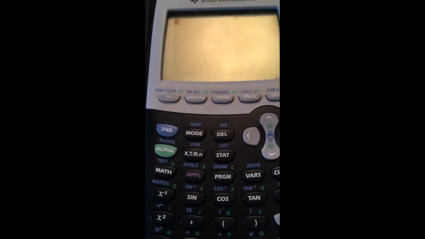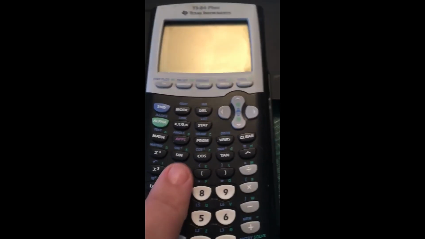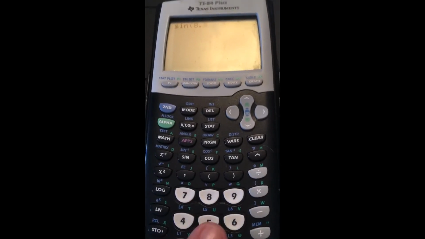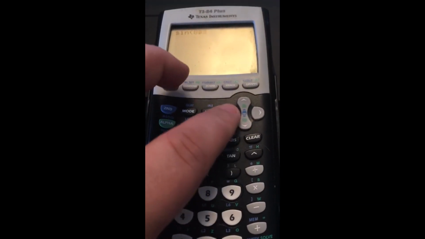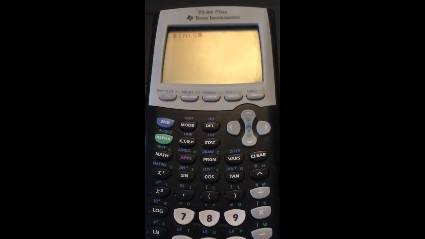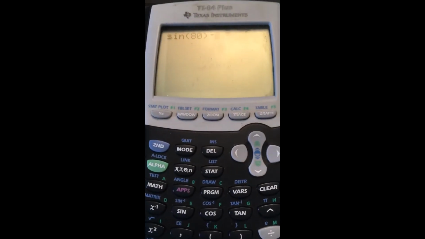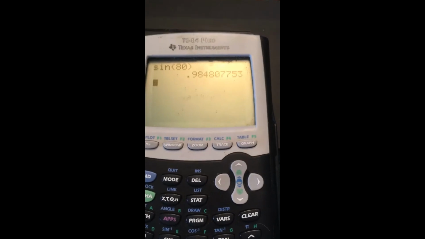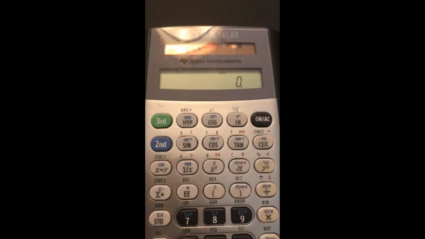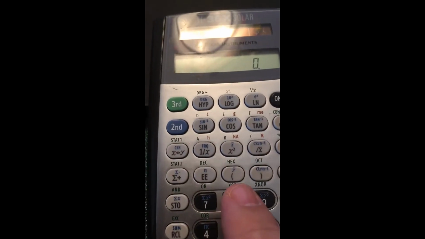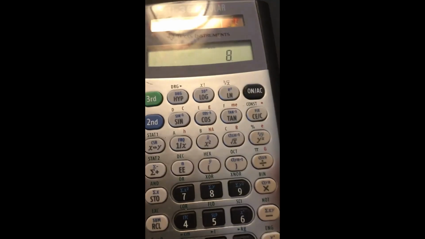Okay, come over to graphing calculator. I'm going to hit the sine key again, type in 80. Now, well, let me back that up, sorry. Close that parenthesis. Should come with the same answer. Oops. Sorry, trying to do this without looking. 0.984.